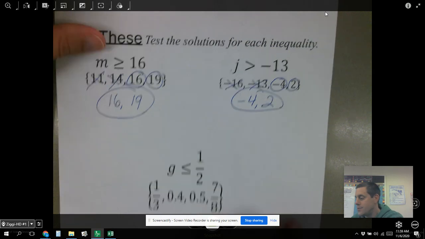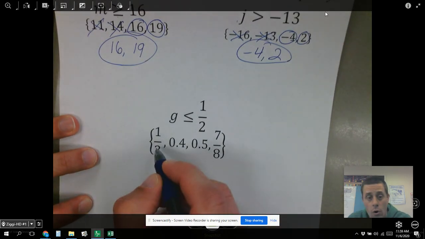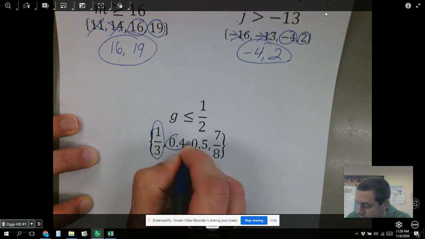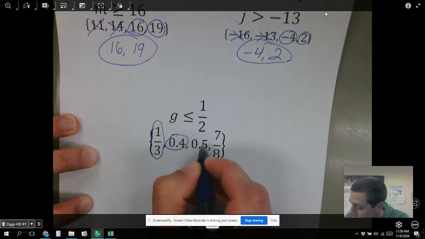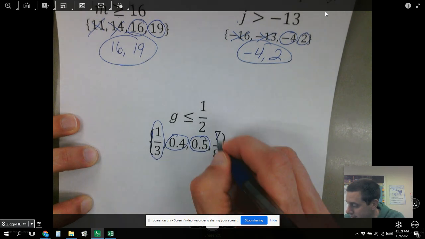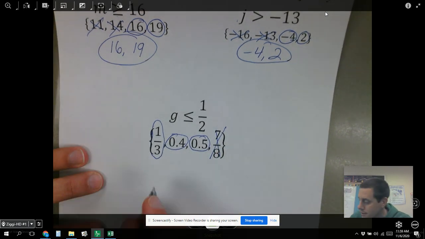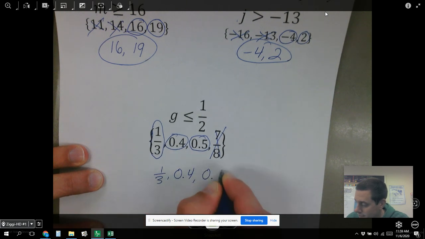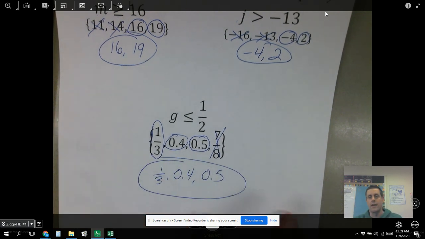Down below, G is less than or equal to 1/2. 1/3 is less than 1/2. 4/10 is less than 1/2. 0.5 is equal to 1/2, and 7/8 is greater than, so it is not true. 1/3, 4/10, and 5/10 are all solutions to that inequality.